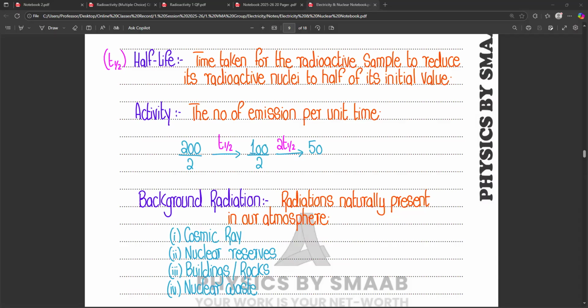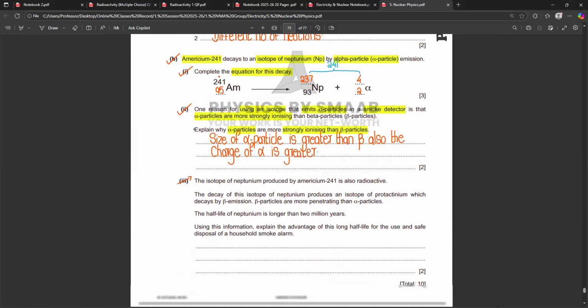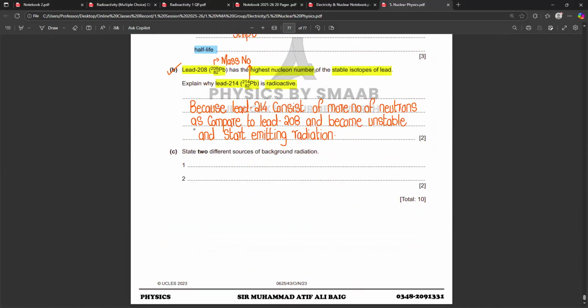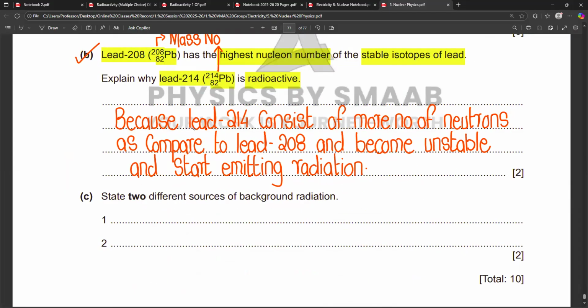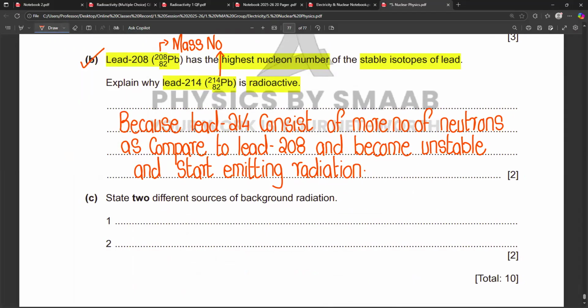So let's consider questions from the theoretical past papers related to nuclear physics. Like the last part of this question, the C part, we have to state two different sources of background radiation. So you can write the name of any two background radiations.